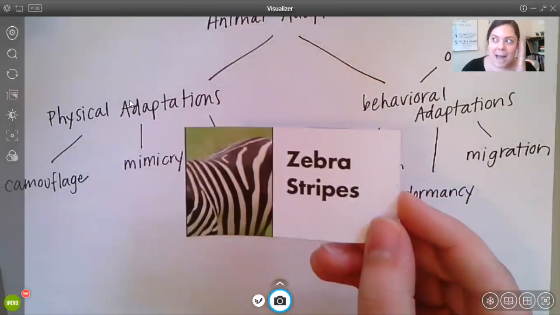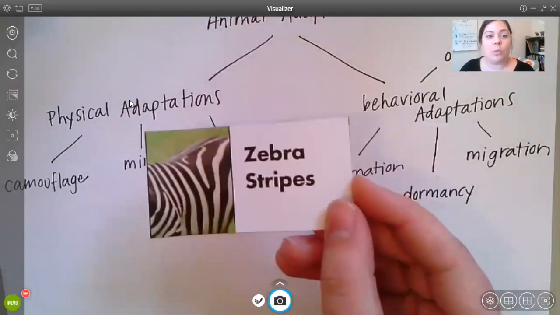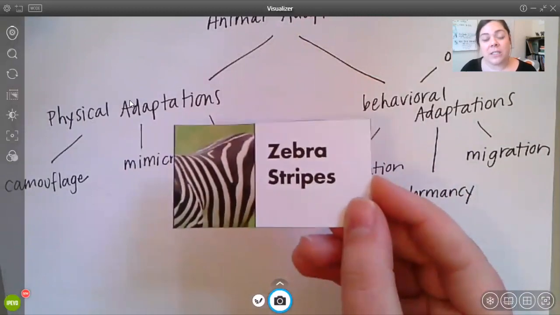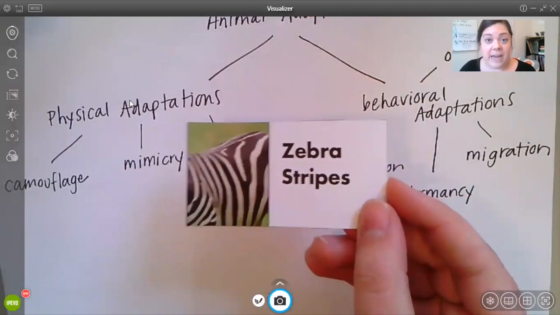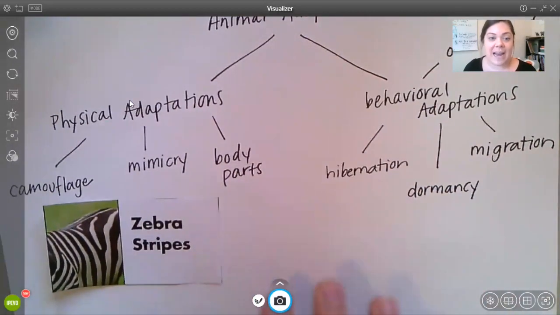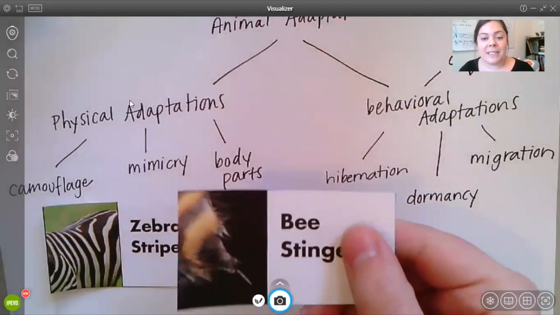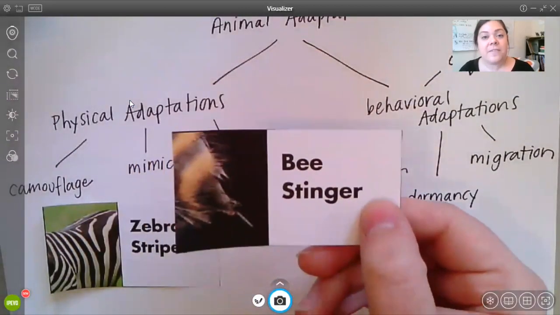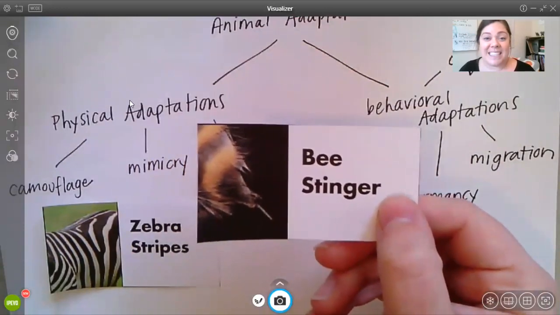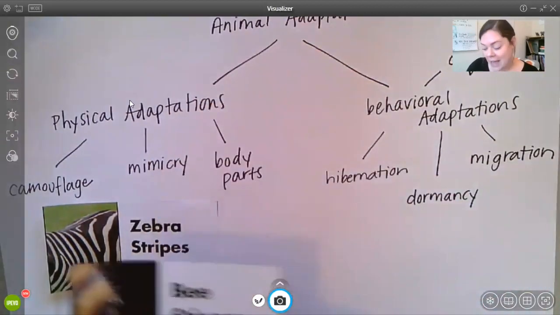Ms. McCray's mind is thinking about what each of these different types of adaptations are. She knows that one is about an animal's body, and another one is about their behaviors. Well, zebra stripes are a part of an animal's body, so she knows that zebra stripes are a physical adaptation. Next example is a bee stinger. Is that a part of the animal's body or a behavior they use to survive? Well, I know that a stinger is attached to that bee's body, so it must be a physical adaptation.